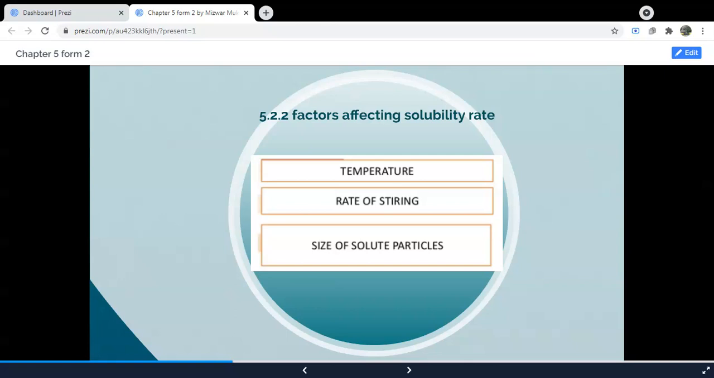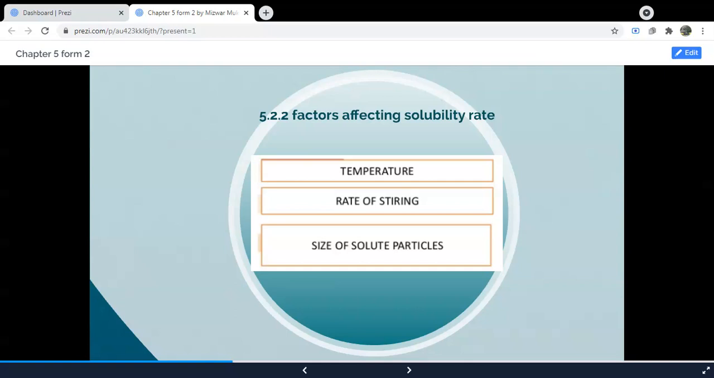Size of solute particle. Kalau temperature and rate of stirring meningkat, solubility rate dia akan meningkat. Tapi untuk size of solute particle, semakin besar size of solute particle, semakin slow ataupun lambat solubility rate.